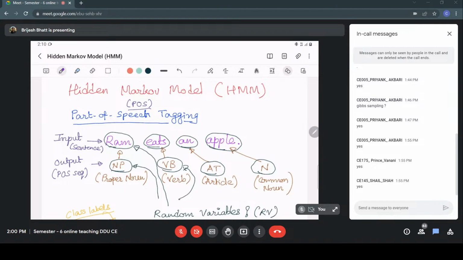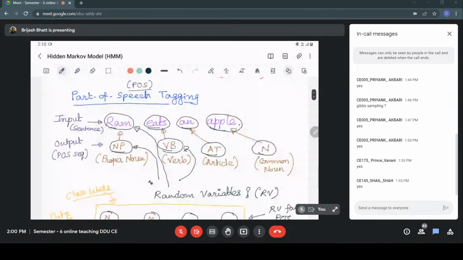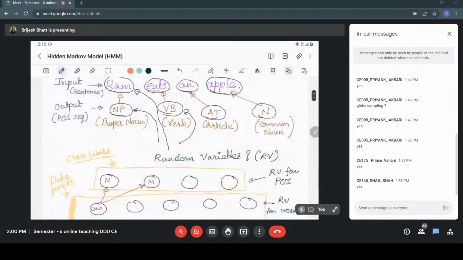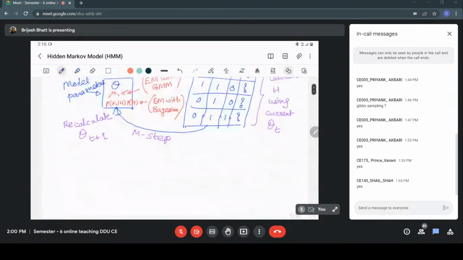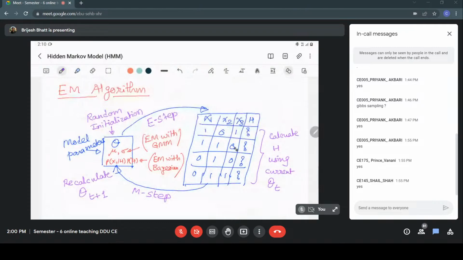Now, if you want to look at this as a Bayesian network, then you can model all of this as random variables. Ram, eats, an, apple, NP, VB, AT, and N. Everything is a random variable. And in these random variables, the parts of speech are class labels or unknown hidden variables, and words are the observed variables. Again, go back to the expectation maximization framework. Then x1, x2, and x3 are observed random variables, and h is a hidden or unknown random variable.